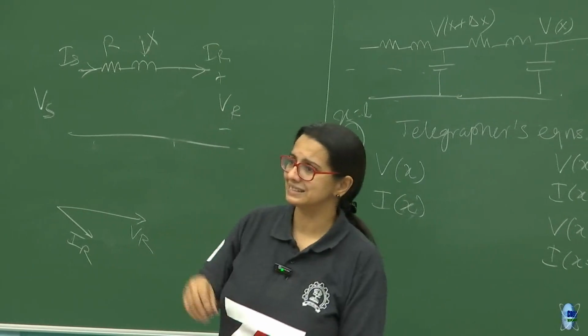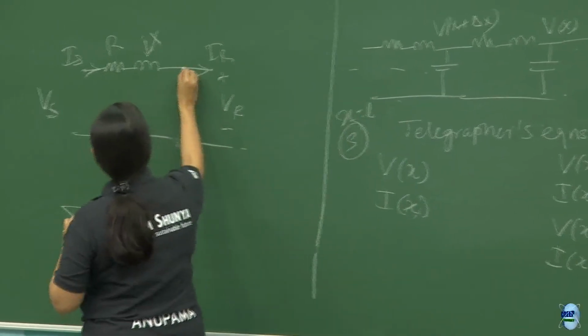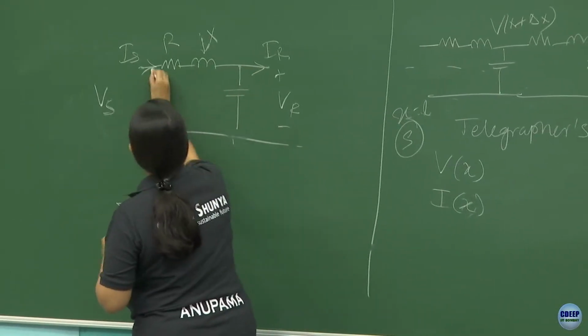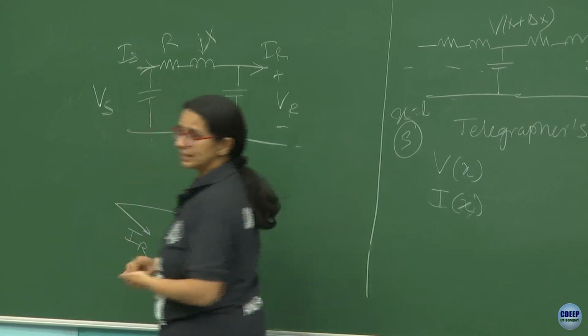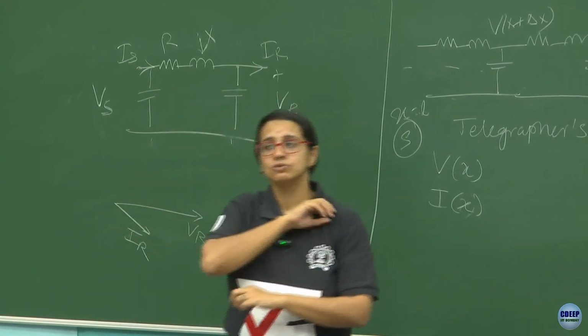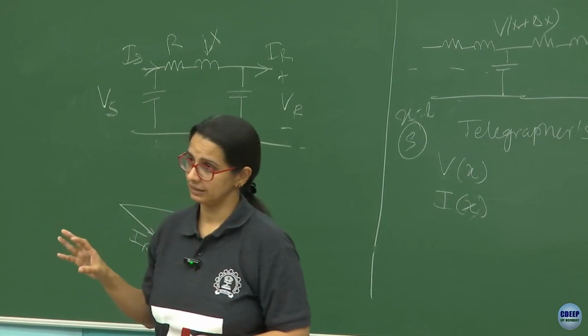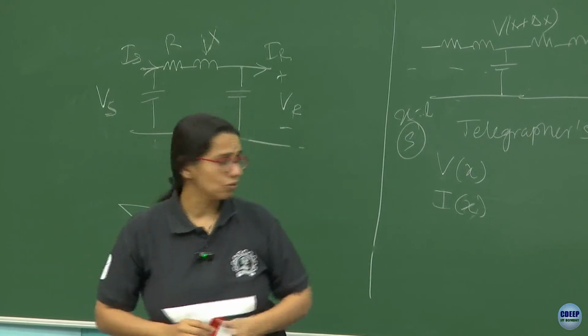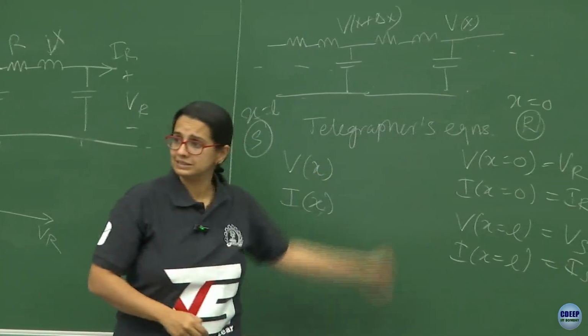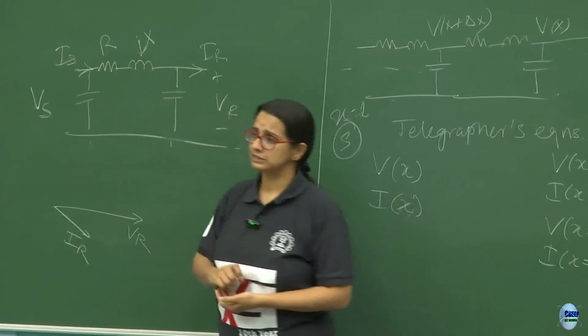The classic circuit, in fact, is what we call a pi model. This is what that classic circuit looks like. This is a generic model that can be used to describe any transmission line. You could go from solving these equations and getting the parameters of this circuit.